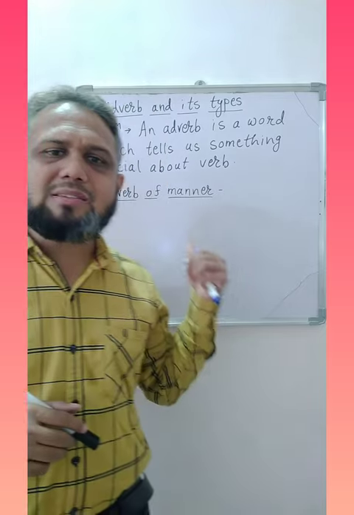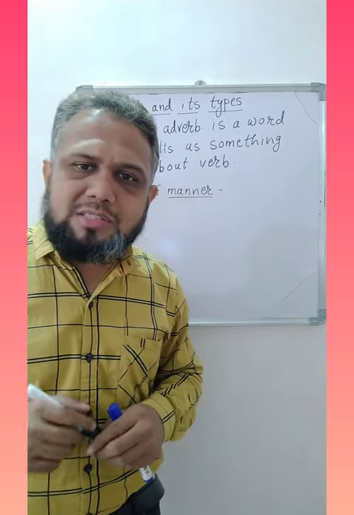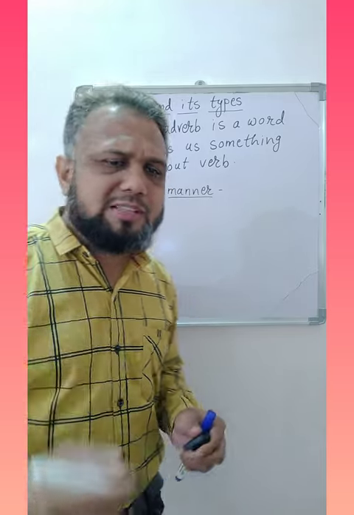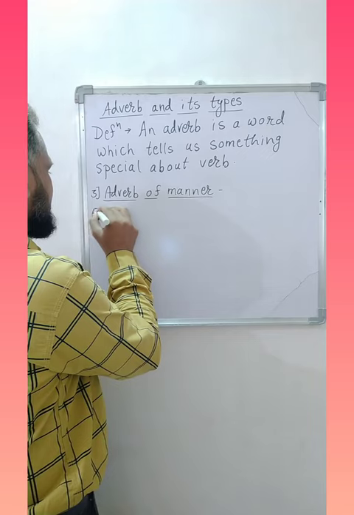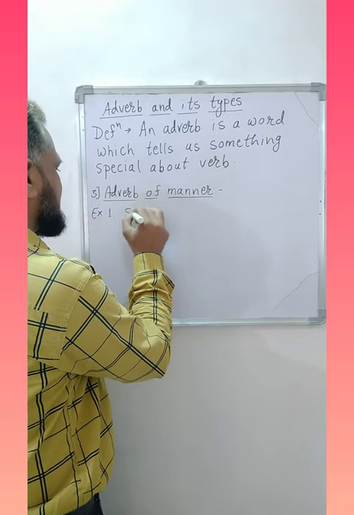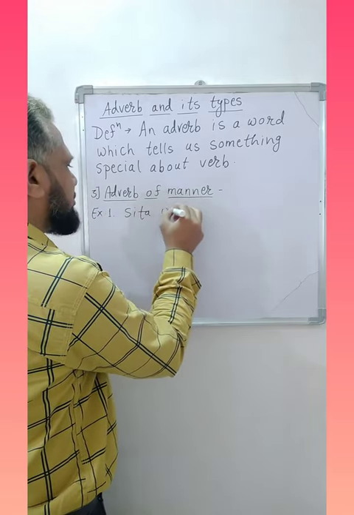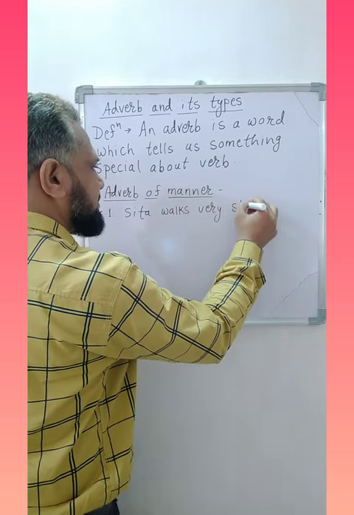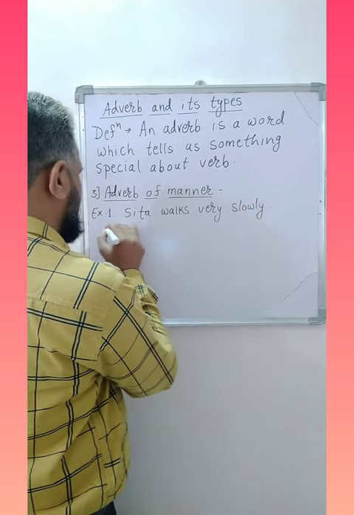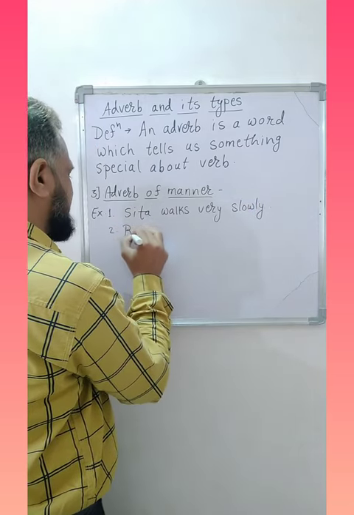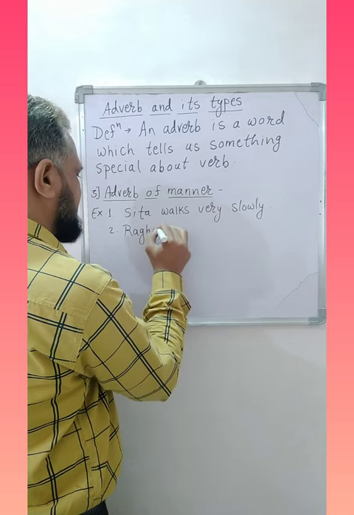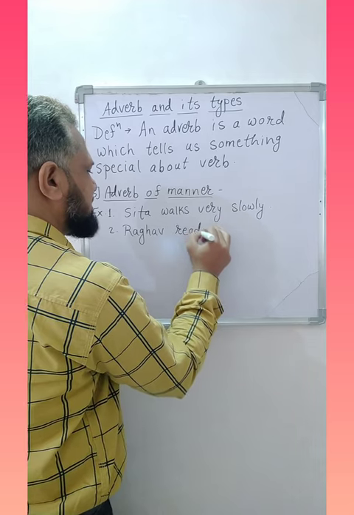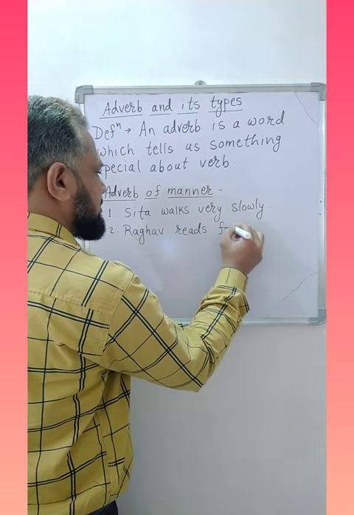These words are called as adverb of manner because they tell us about the manner in which the action takes place. For example, Sita walks very slowly. Second, Raghav reads fastly.